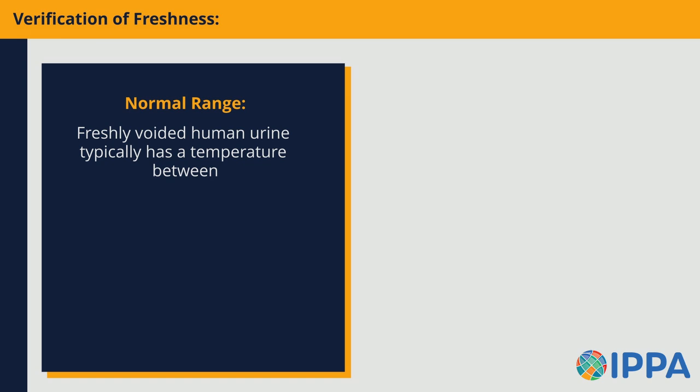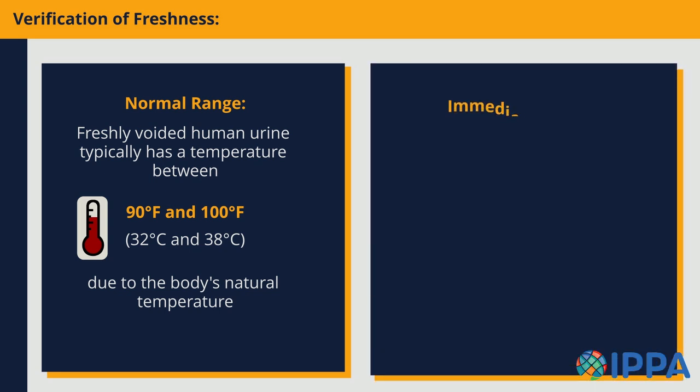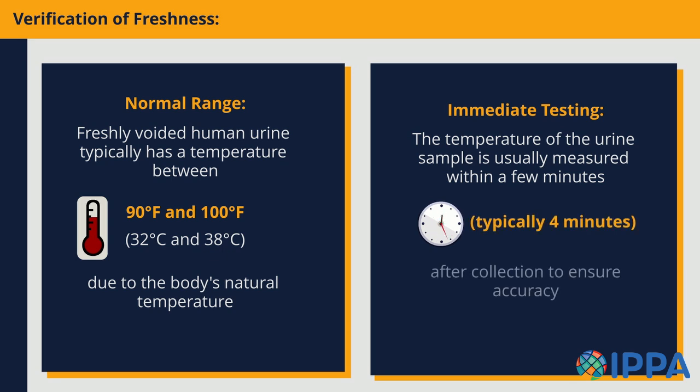Freshly voided human urine typically has a temperature between 90 degrees Fahrenheit and 100 degrees Fahrenheit, 32 degrees Celsius and 38 degrees Celsius, due to the body's natural temperature. This range can vary slightly based on various factors, but it is a generally accepted standard. Immediate testing. The temperature of the urine sample is usually measured within a few minutes, typically 4 minutes, after collection to ensure accuracy. If the sample is within the expected temperature range, it is likely to be fresh and genuinely from the individual at the time of collection.